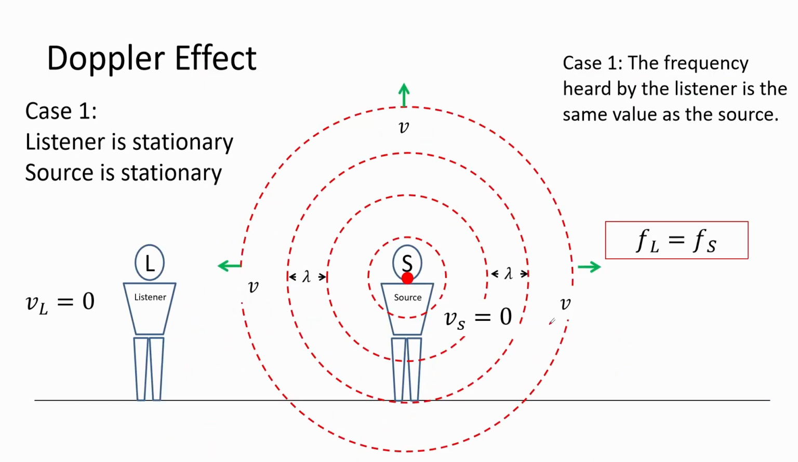When a source of sound and the listener are in motion relative to each other, the frequency of the sound heard by the listener is different to that of the source. This phenomenon is called the Doppler effect.